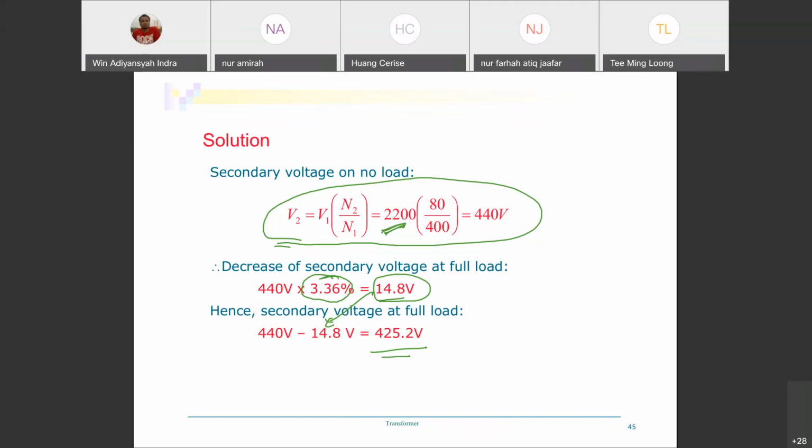Remember definition of voltage regulation. Variation of secondary voltage between no load and full load. You have found the full load with voltage regulation of 3.36 full load. So no load, in no load, voltage must be less than full load, right?